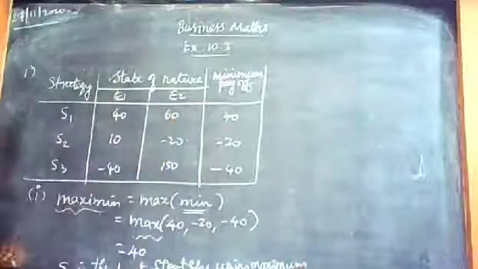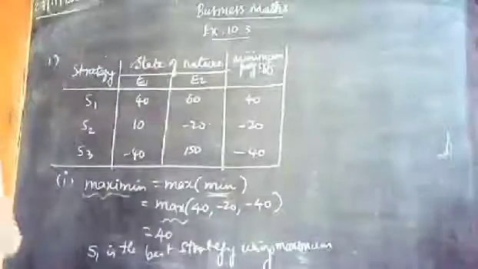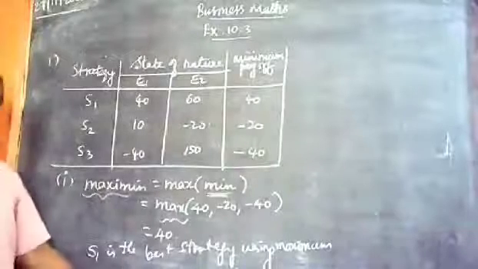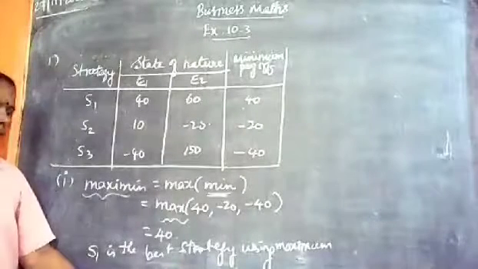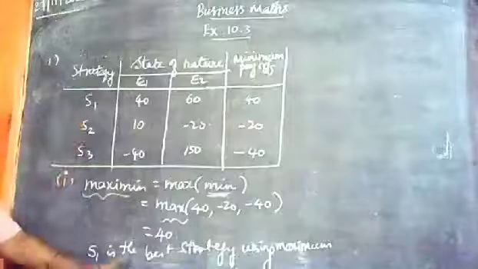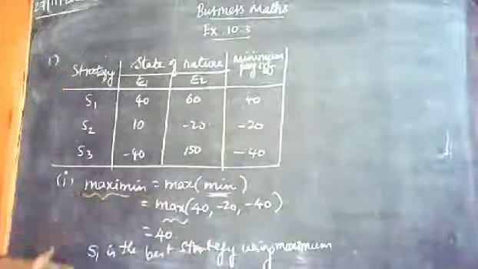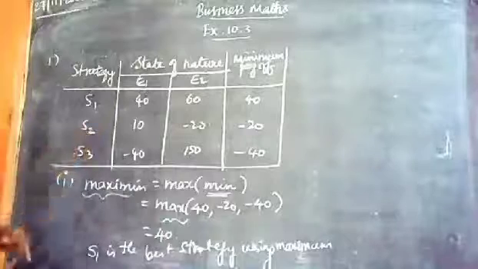So this is a way to give your answer. You should write the final line like this: 40, along the 40 the heading is S1. So S1 is the best strategy using the condition maximin. Similar answer you are going to prepare for the second subdivision also.